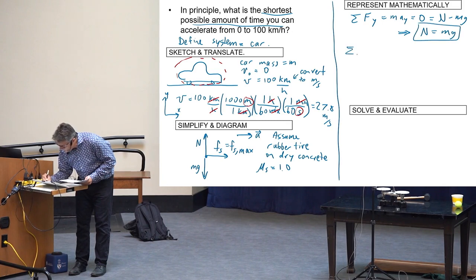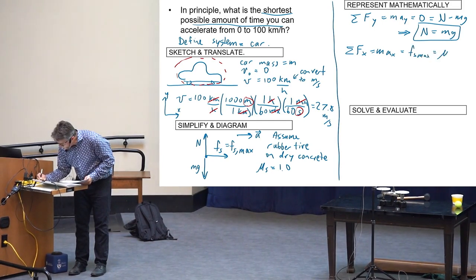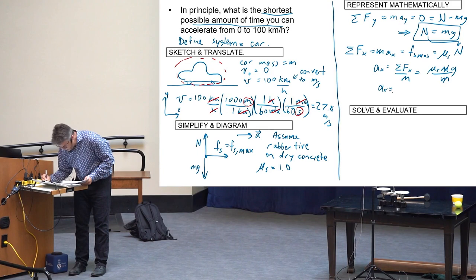And then the sum of all the forces in the x direction is the mass times the acceleration in the x direction, which is what we're trying to find here. And that's going to be just Fs max, which there's an equation for, mu sub s times n. And luckily we have n from the y balance equation. So you can solve for a sub x. It's the sum of all the forces in the x direction divided by the mass. So it's mu sub s times m times g divided by m. The m's cancel, and you get a sub x is equal to mu sub s times g.